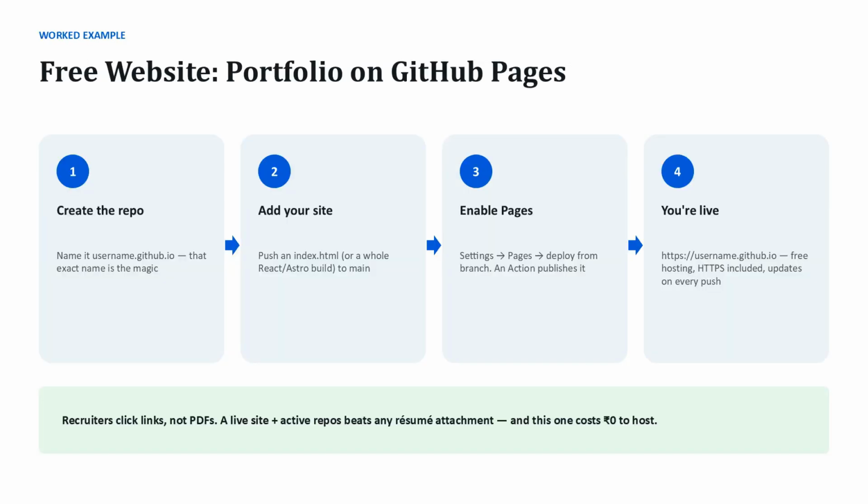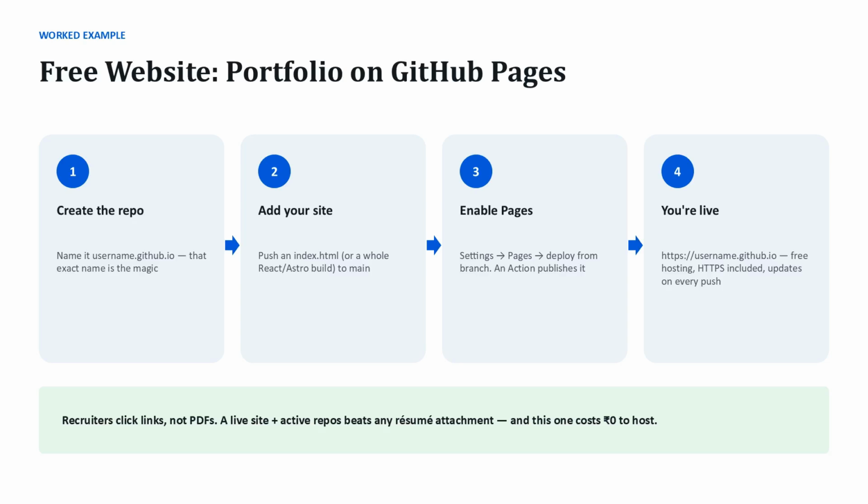Time to get something real out of this episode, a free website. GitHub Pages will host your portfolio at no cost. Step 1. Create a repository named exactly username.github.io. That specific name is the magic switch. Step 2. Push your site to it. A simple index.html is enough, or a full React or Astro build if you're fancy. Step 3. In Settings, enable Pages, deploying from your main branch. Behind the scenes, a GitHub action publishes it.